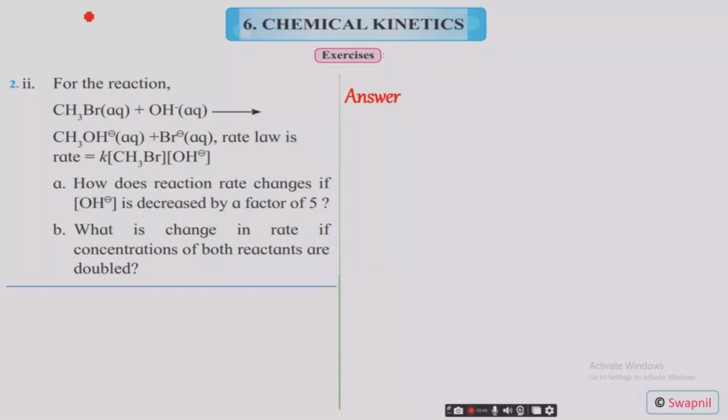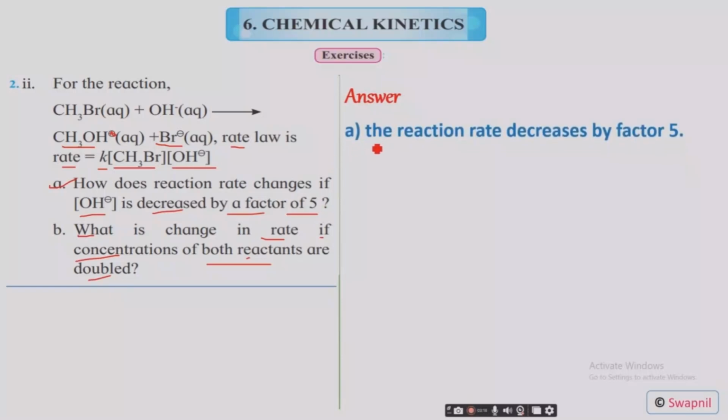For the reaction CH3Br plus OH minus aqueous gives CH3OH aqueous plus Br minus aqueous, the rate law is rate is equal to K into concentration of CH3Br into concentration of OH minus ion. And here is the question. How does the reaction rate change if concentration of OH minus ion is decreased by factor 5? And what is the change in rate if concentration of both the reactants are doubled?